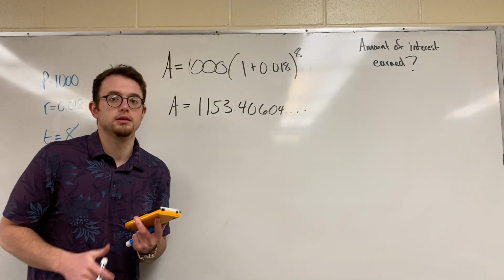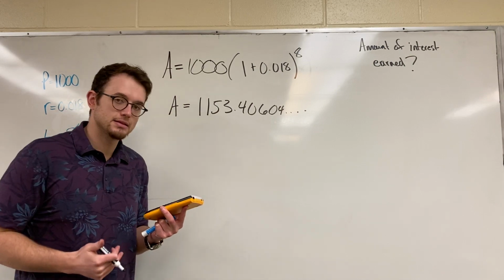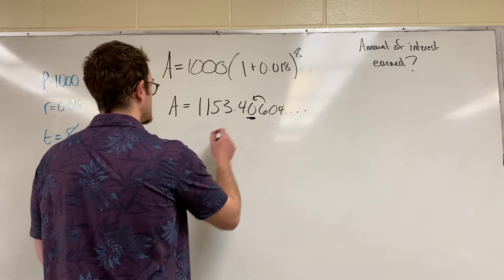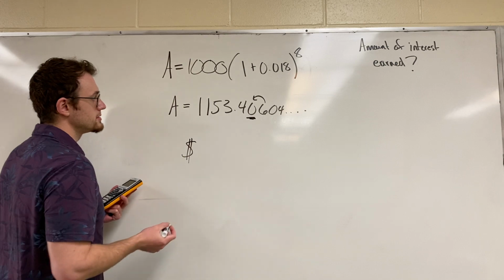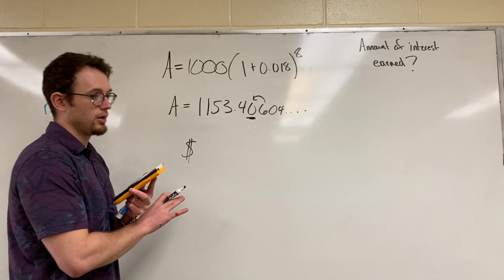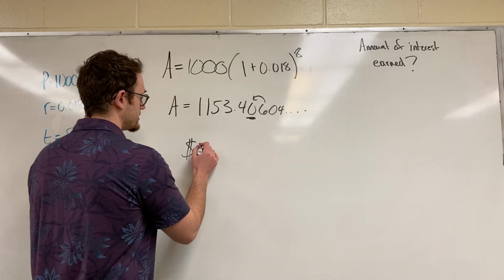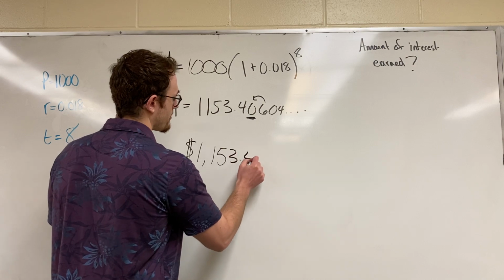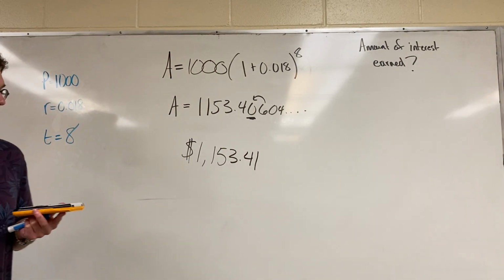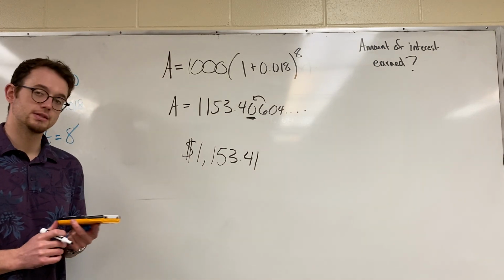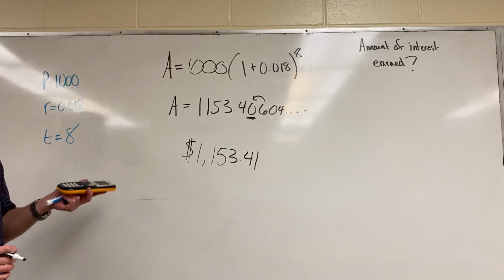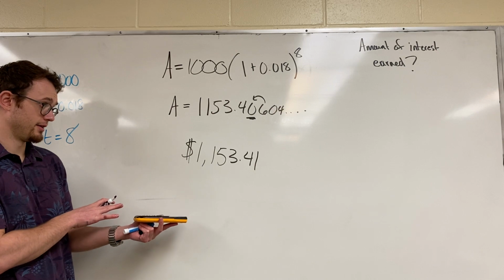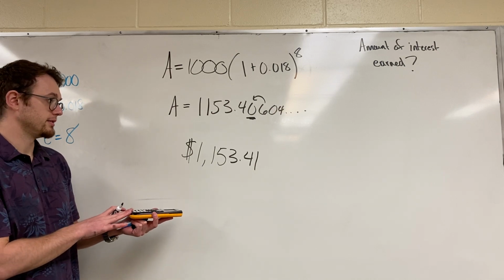So we're talking about money, which means you need to round to cents. So we need to round up, because 6 rounds up. So after 8 years, Bob, without adding any money, his $1,000 will turn into $1,153.41. Which is awesome, right? He just put this money in an account and it grew after 8 years.